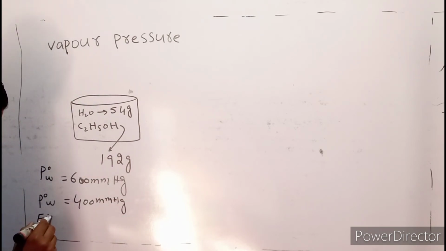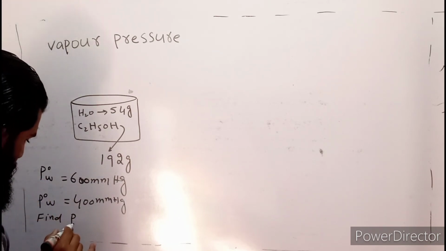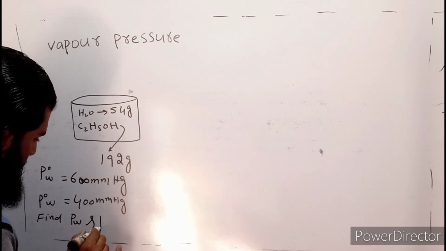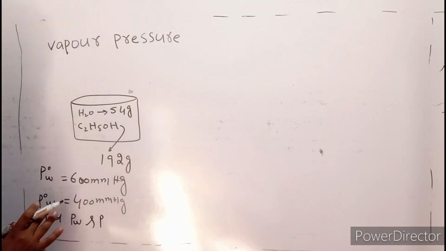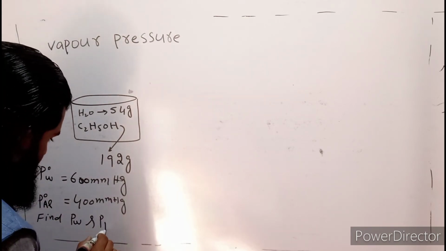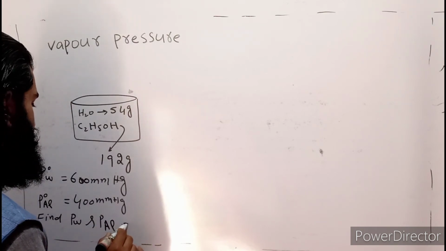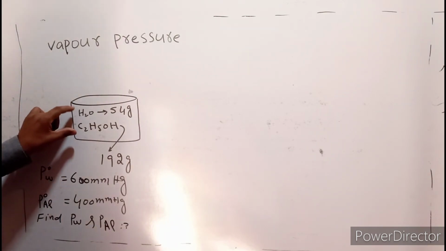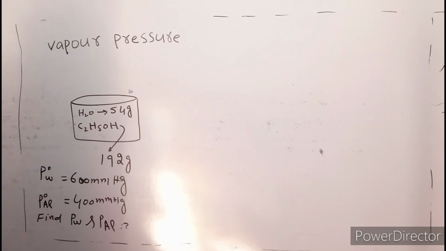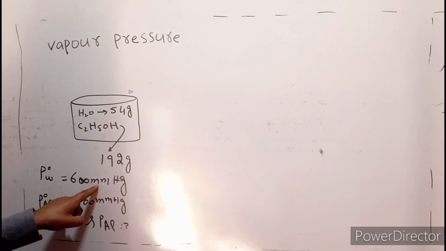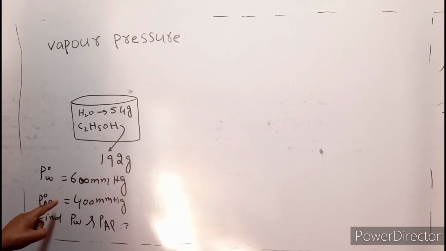Find the partial vapor pressure of water and also the partial vapor pressure of alcohol. Clear? This is the data. This is a mixture of H2O and ethanol. The pure partial vapor pressure of water is that, while that of ethanol is that. Find the partial vapor pressure of water and the partial vapor pressure of alcohol.